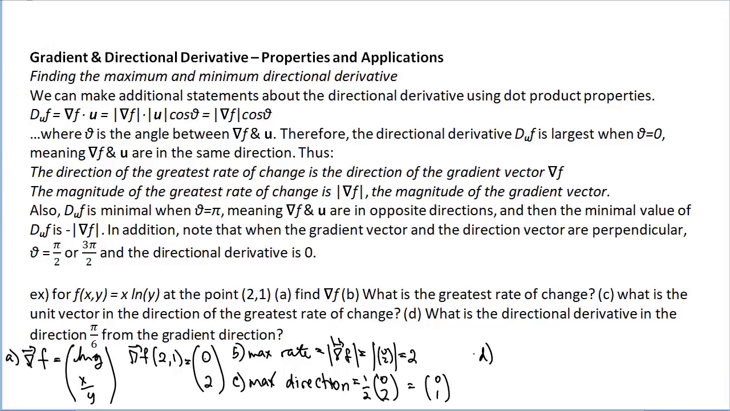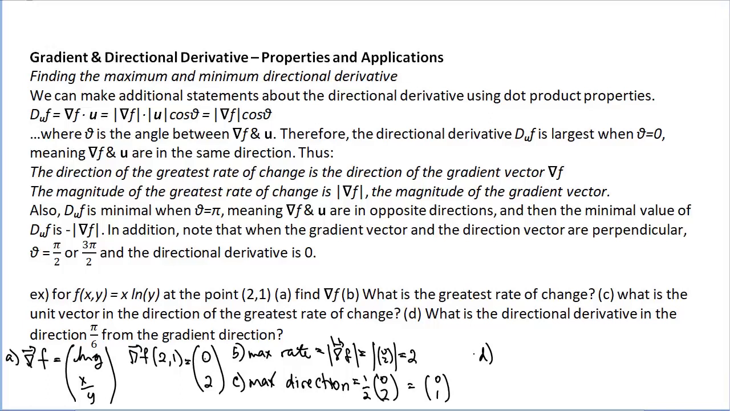And then, new type of question. What is the directional derivative in the direction pi over 6 from the gradient direction? So notice that in this case, we're not being given a vector per se, but what we are being given is an angle. So the way that we can solve this is with the new formula for directional derivative that we've developed using the properties of dot product.